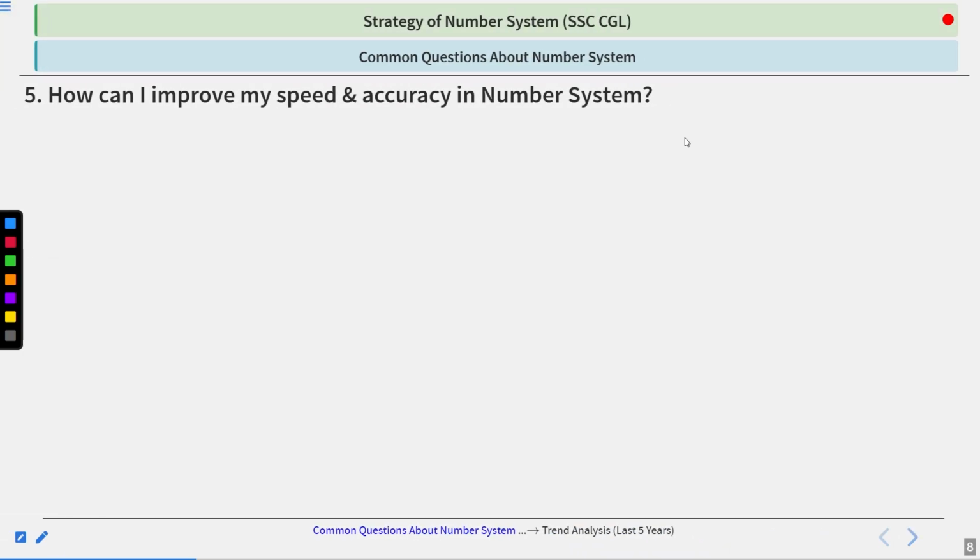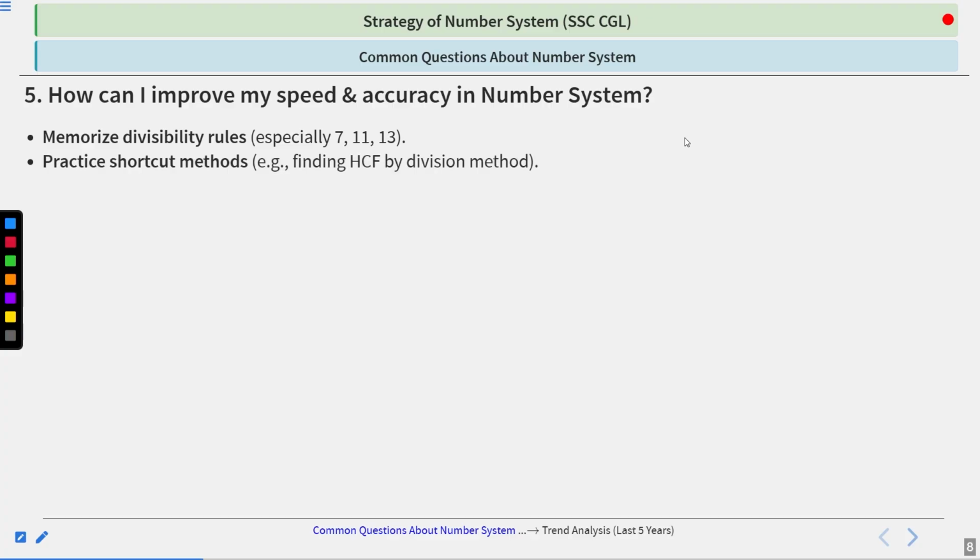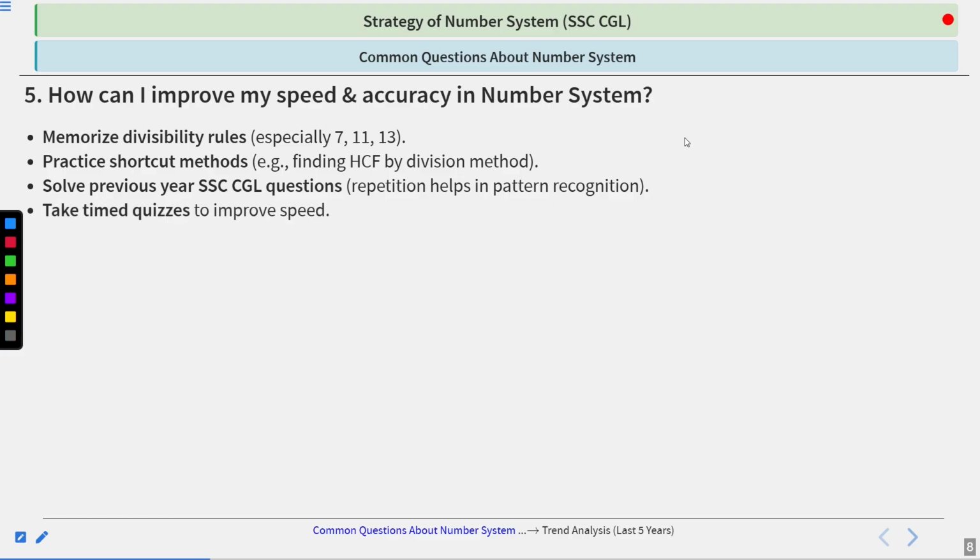Next one is, how can I improve my speed and accuracy in number system? The answer is memorizing divisibility rules. This is the most important, especially 7, 11 and 13. Practice shortcut methods, for example finding HCF by the division method. Solve previous year SSC CGL questions. Repetition helps in pattern recognition, it will help you recognize the pattern between the questions. Take timed quizzes to improve speed.